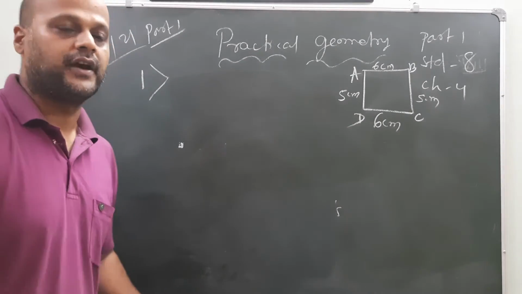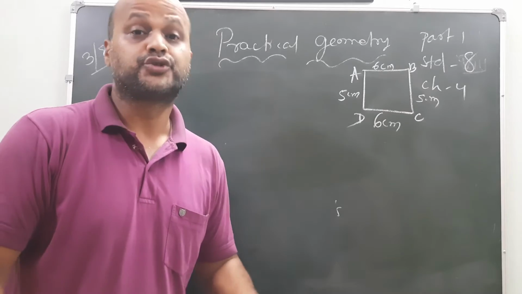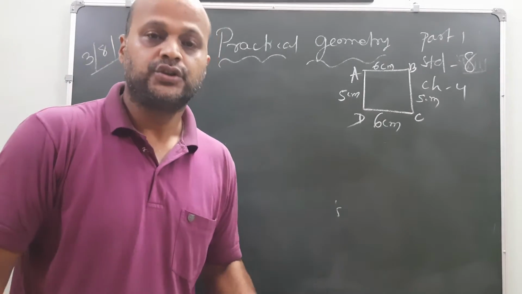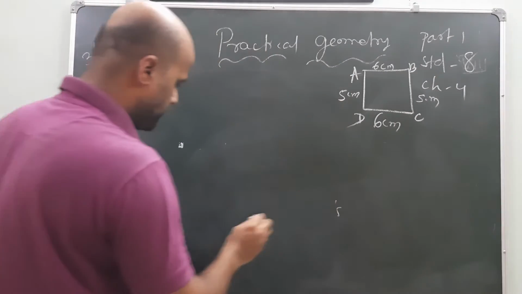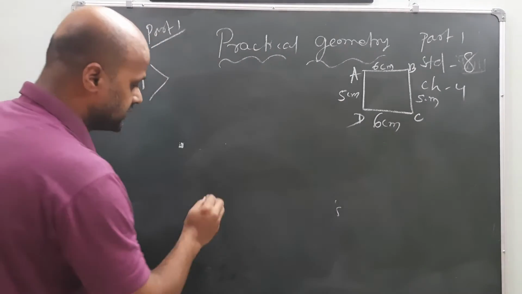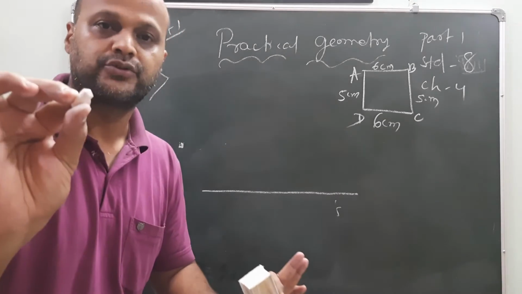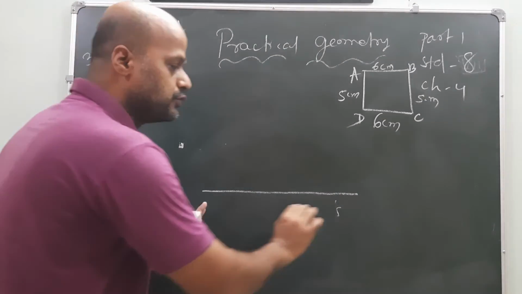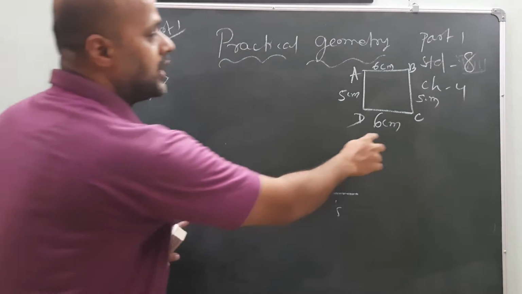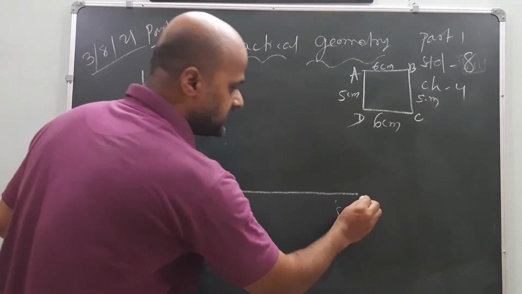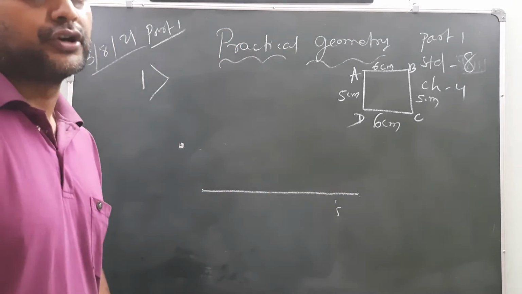Now come to the fair drawing. We know that the scale is a measuring instrument, so with the help of the scale you have to take any side. Be careful, children. I am showing you with chalk, but you have to use the scale. Starting from 0, up to 6 centimeter you have to draw it.